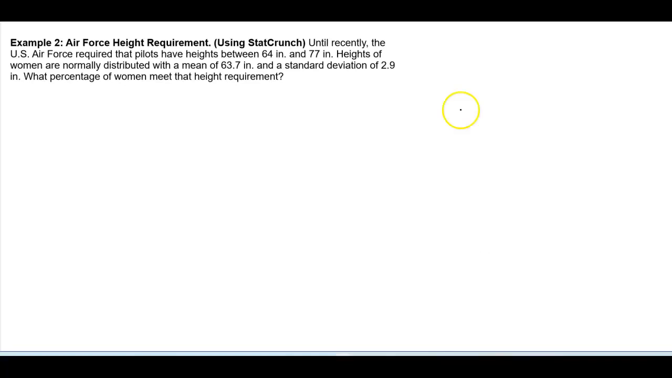So the first thing we're going to do is draw a picture. So we're going to draw a bell curve. Okay, and then we're going to label what they give us as the mean. So the mean is 63.7. And we want to find the area that's going to be in between 64 inches and 77 inches.